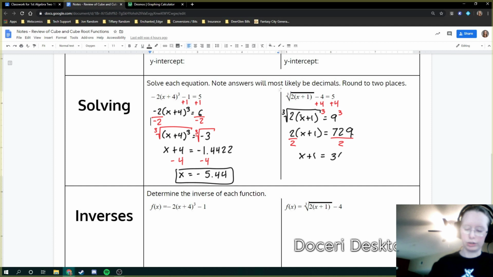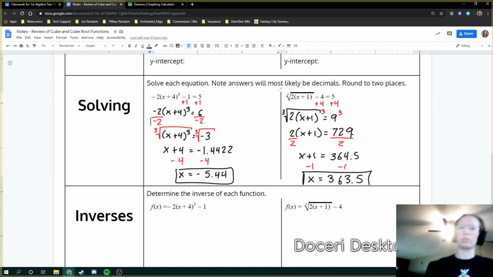Get 364.5, and then I'm going to subtract 1 from it. And get 363.5. Alright, cool. And last topic on here, coming up with inverses.